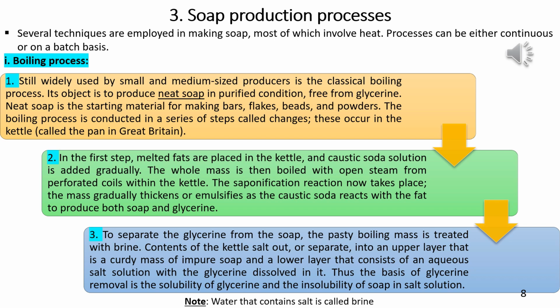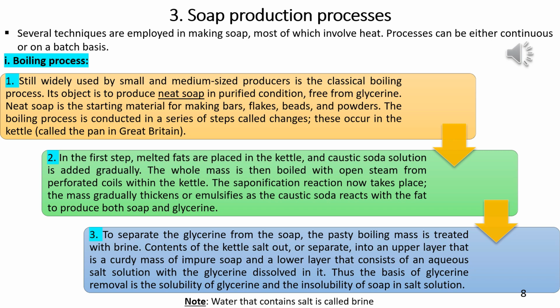The first process to make soap is the boiling process. Number 1, still widely used by small and medium-sized producers, is the classical boiling process. Its object is to produce neat soap in purified condition, free from glycerin. Neat soap is the starting material for making bars, flakes, beads, and powders. The boiling process is conducted in a series of steps called changes. These occur in the kettle, called the pan in Great Britain.